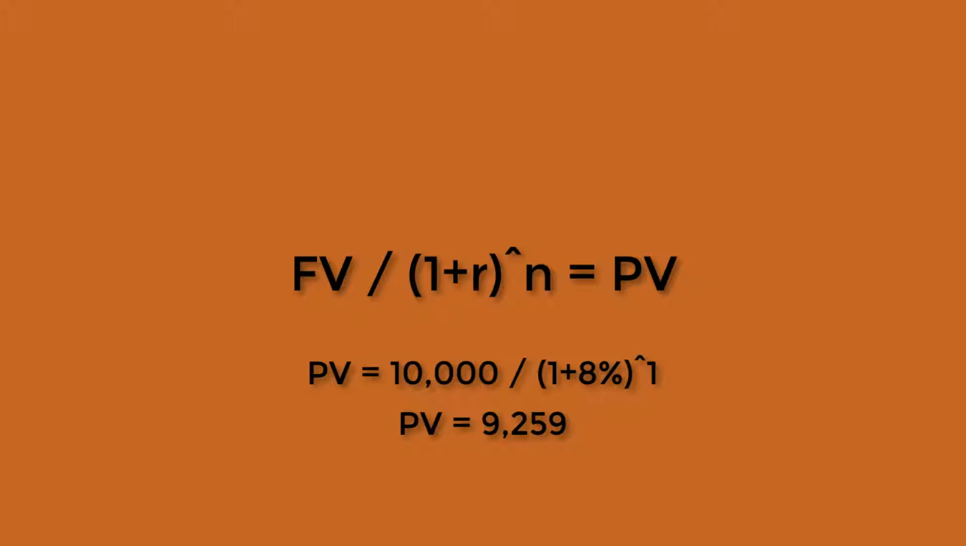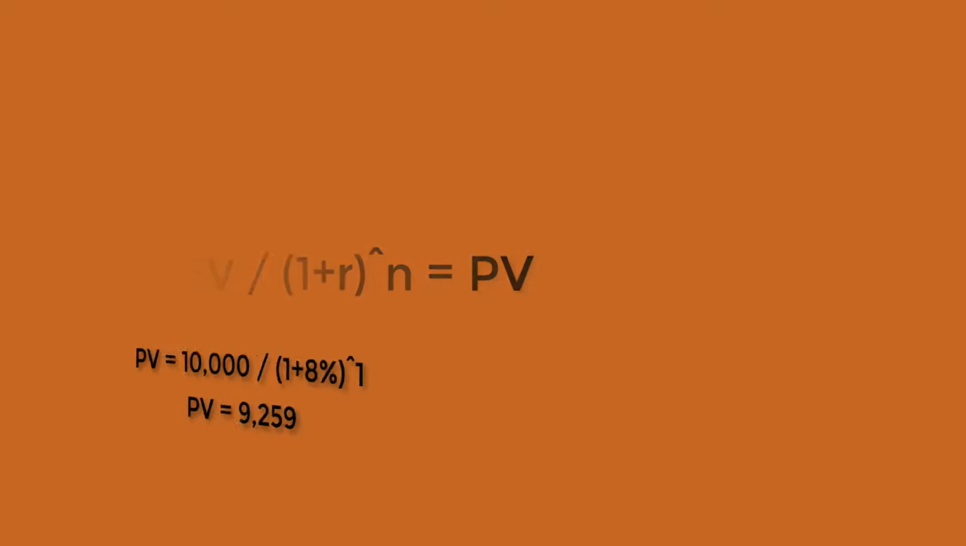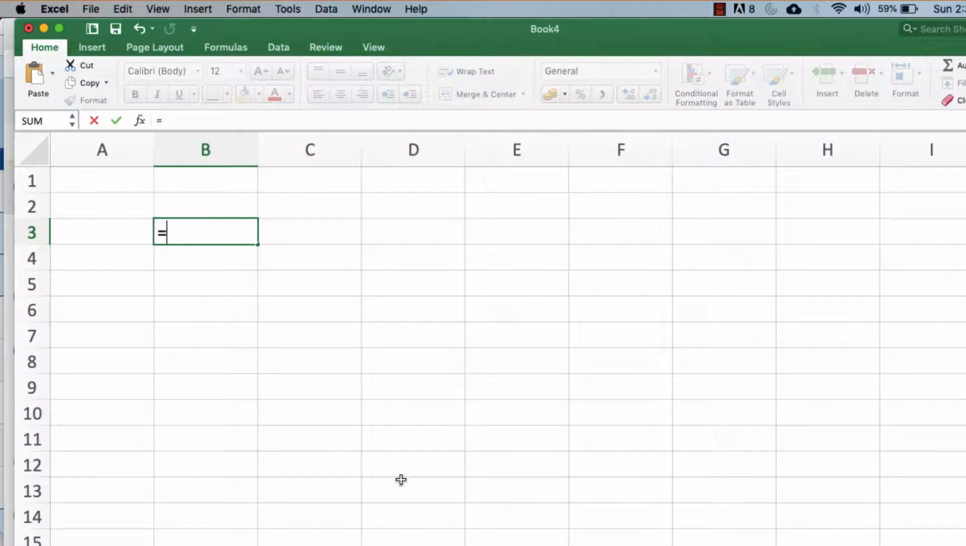Interestingly, this can also be done in Excel. It can be done in Excel in a very easy way rather than doing these calculations manually. Let's take a simple example of depositing 10,000 rupees in a bank, giving us 8% return for 1 year. So whenever we start with equal to, the Excel understands that you're about to write a formula. For future value, we have to write FV. Bracket starts. The rate is 8%.